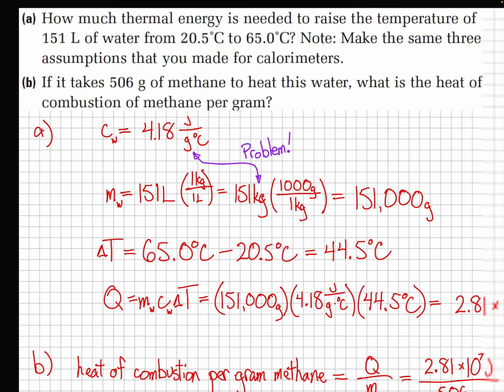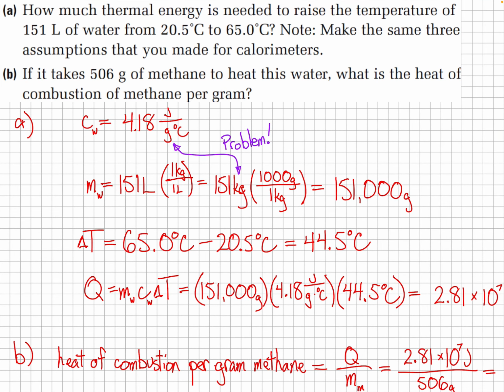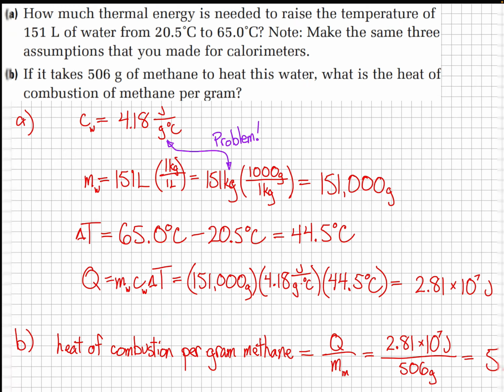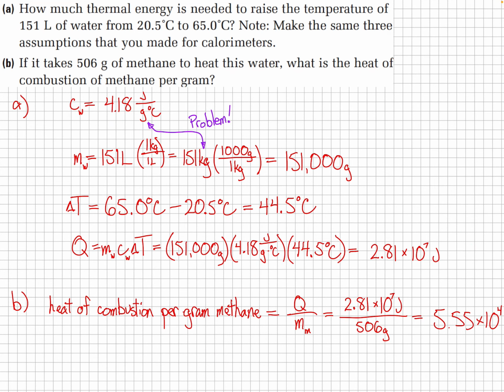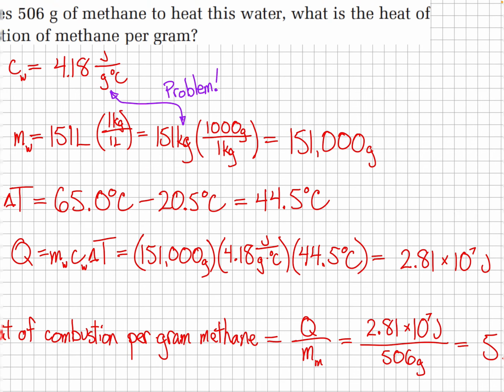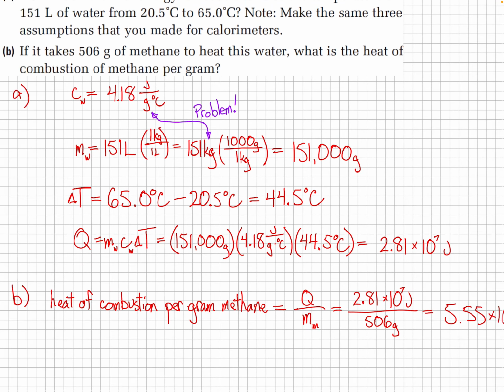Next, we look at our change in temperature, which is going to be equal to 44.5 degrees Celsius. This would be positive because we are heating water. We then calculate our energy, and we find that it's 2.81 times 10 to the 7 joules.